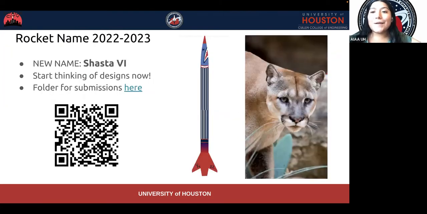So our rocket name, Shasta, will be the name of this year's rocket. The example of a rocket design is to your right. We want you guys to start thinking about designs now. So if you want to click on the link or scan the QR code, you're more than welcome to do so. It will direct you to the folder for the design submissions. So congratulations, Shasta, and shout out to Adrian. He's the rocket that you see there to the right. That's actually his rocket design that he had for last year. Next slide.